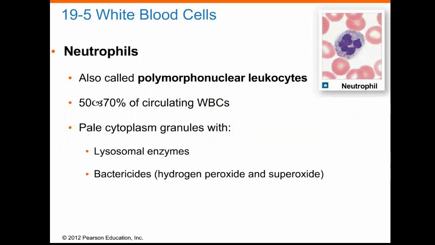So let's look at the neutrophils, also called polymorphonuclear leukocytes, because they have more than one nucleus. They make up 50 to 70% of the circulating white blood cells. So these are the ones that you will see most if you were to make a blood smear. In class, you'll have an opportunity to look at white blood cells under the microscope. They have pale cytoplasmic granules.